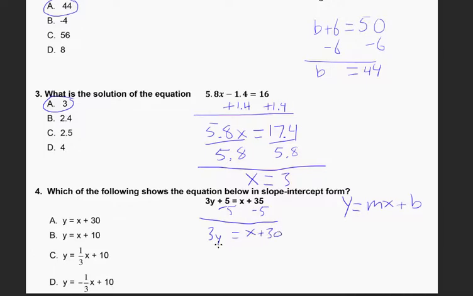Now I'm going to divide both sides by 3. Now I need to divide everything by 3. So I get y equals 1/3 x. That's the same as x divided by 3, plus 30 divided by 3, which is 10. Looks like that is C.